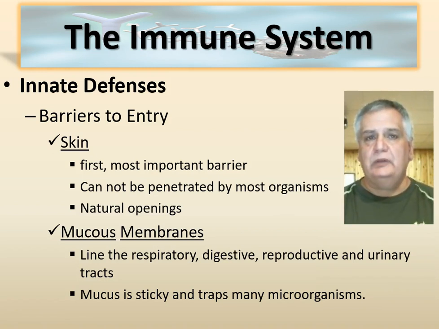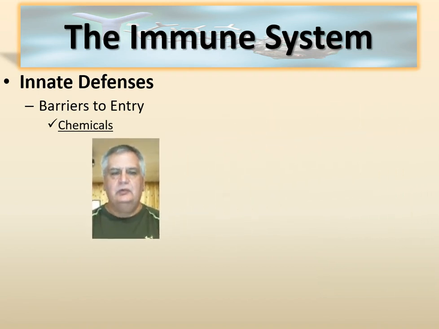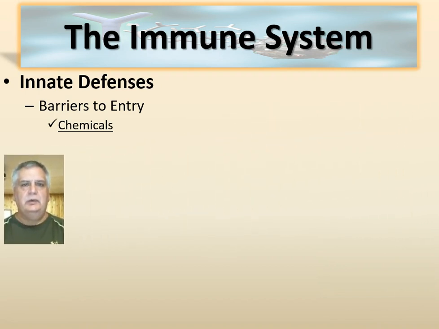These mucous membranes produce a sticky protein substance called mucus, and that mucus has the ability to trap many different microorganisms that make it past the initial barrier to entry. In addition to the mucous membranes, there are also certain chemicals that can aid the skin in helping prevent the entry of pathogens into the tissues of the body.